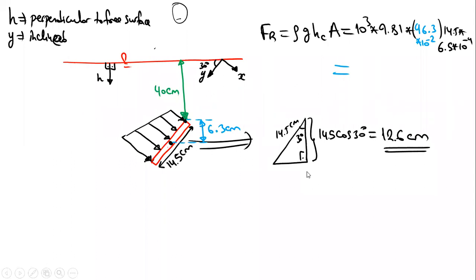If this one is 30 degrees, then this angle is 60. Yes, you are right. So this one will be 60 degrees, because if this angle is 30 degrees, then this one is 60 degrees. Therefore, it will be cosine 60, so it will be half of it, 7.25, and this part also.